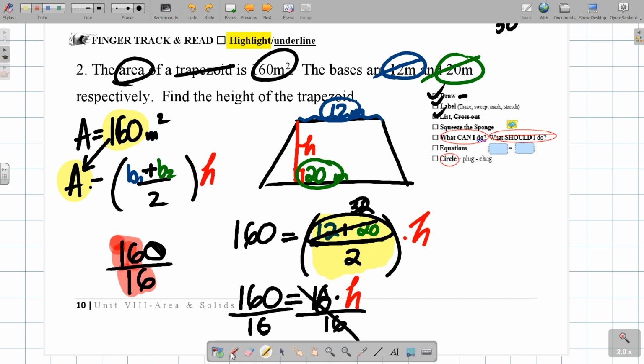Sixteen goes into 16 one time, and you have a 0 there. You just found your height is 10. And check for units, meters. Always check your work. Plug that 10 in, see if it actually works.